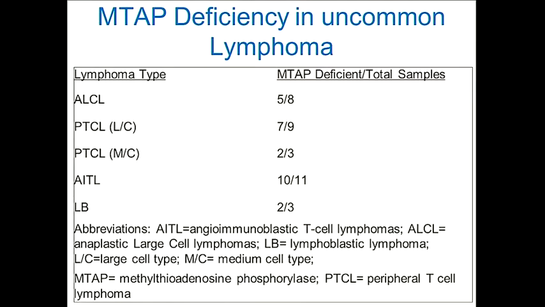So as I said, we're interested in T-cell lymphoma. Recently, we published a little paper showing that even the uncommon lymphomas have a high incidence of MTAP deficiency. Angioblastic lymphomas, anaplastic large cell, and as you can see, they're very high incidence of MTAP deficiency in lymphoma, so that we have pursued studies in T-cell lymphoma in our laboratory.